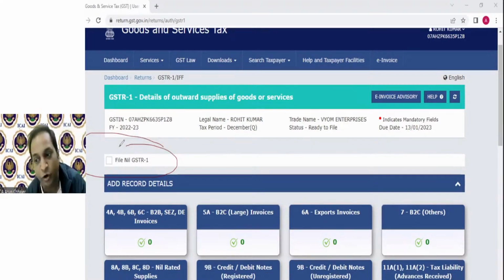What is the time limit for opting IFF? We'll discuss in some time. Yes, Dhyanesh. If supplier does not file the details through IFF or GSTR1, the same would not be available in the GSTR 2B of the recipient, and hence ITC won't be available.